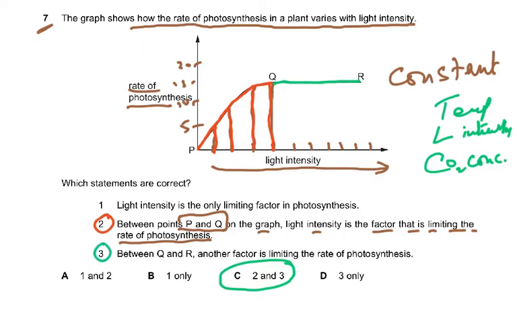Between P and Q, light intensity is limiting. Between Q and R, another factor is limiting the rate of photosynthesis.